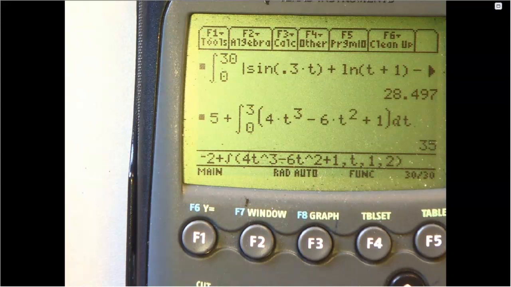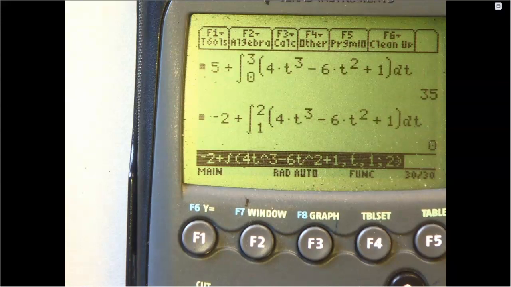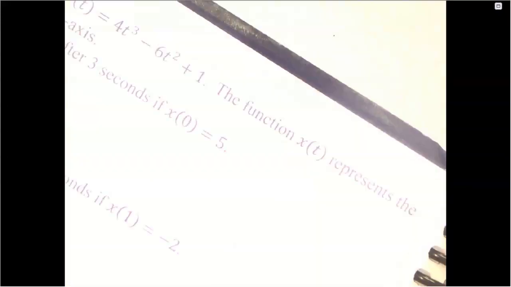So I knew where I was at 1. Integrate from 1 to 2 and add that amount to it. I got 0. You guys get 0? Okay. Yeah. Questions on A or B then? All right, number 4.